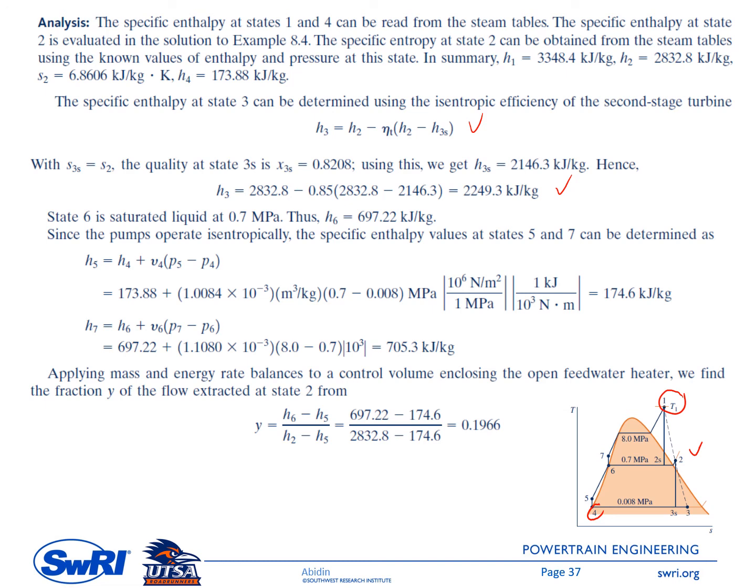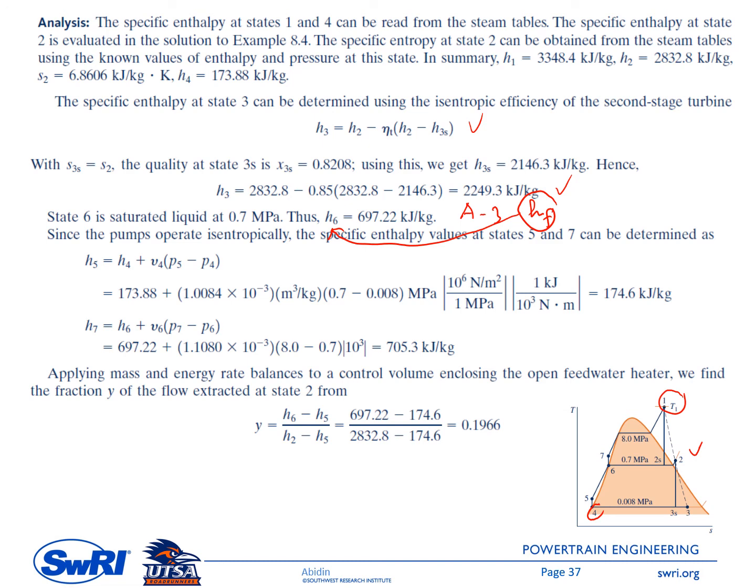Then state 6 is saturated liquid at 0.7 megapascal, or 7 bar. In this case, you need to use table A3 and look at hf. So hf here will be h6, which is 697.22 kilojoule per kilogram.